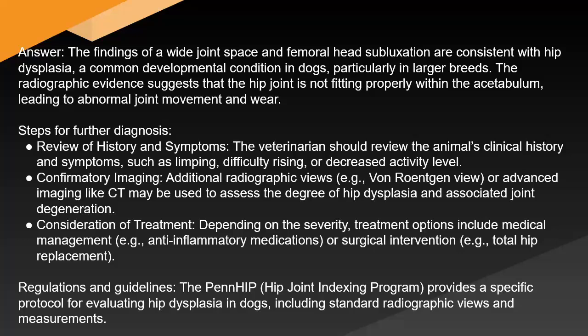The veterinarian should review the animal's clinical history and symptoms, such as limping, difficulty rising, or decreased activity level. Confirmatory imaging: additional radiographic views, e.g. von Rosenberg view, or advanced imaging like CT may be used to assess the degree of hip dysplasia and associated joint degeneration. Consideration of treatment.